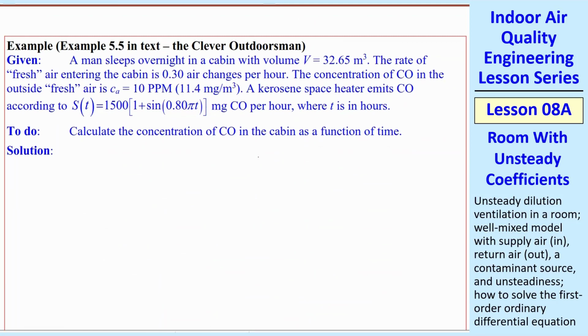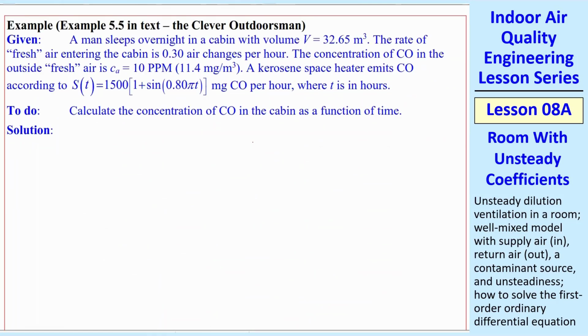Now let's do another example. This is one that we had fun with. We called this the clever outdoorsman. Man sleeps overnight in a cabin with a volume of air in the cabin. The rate of fresh air in the cabin is 0.3 air changes per hour. Concentration of CO in the fresh air is some small amount.